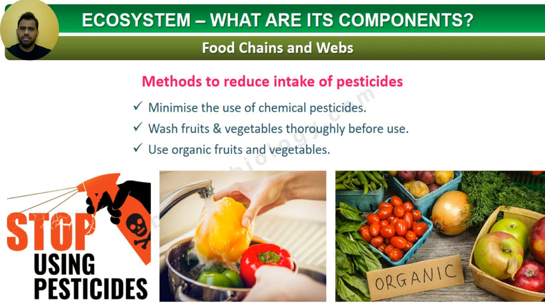First of all, we have to minimize the use of chemical pesticides, and we have to wash fruits and vegetables thoroughly before use so that if any pesticide residue is there, it will be taken away. Use organic fruits and vegetables. Nowadays, there is a lot of demand for eating organic fruits and vegetables, and they are a little expensive, but they are good for health in the long term.